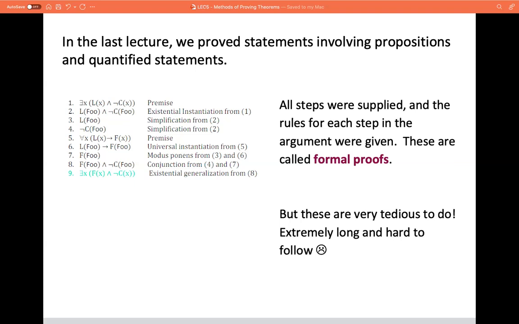However, these are very tedious to do. It is extremely long and hard to follow, especially if we have plenty of premises, plenty of evidences. The number of steps as well as the number of rules will be plenty, and it will also be prone to errors.